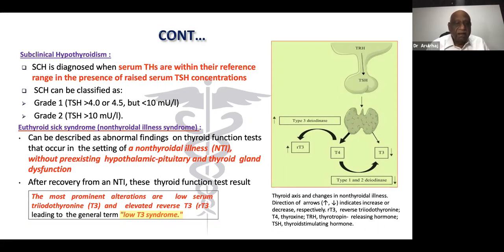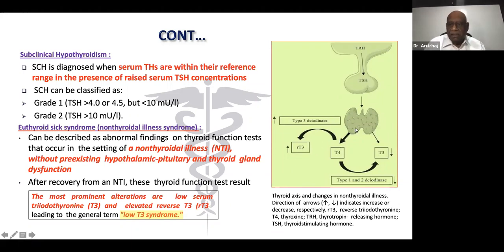There is another entity called euthyroid sick syndrome. Thyroid is normal. It is a non-thyroidal illness, without pre-existing hypothalamic, pituitary or thyroid gland dysfunction. This is also called low T3 syndrome. The triiodothyronine is low. There is an entity called reverse T3, and this reverse T3 is elevated.